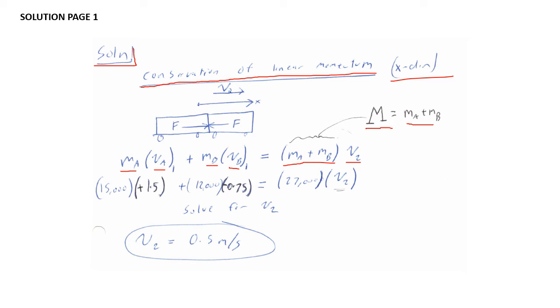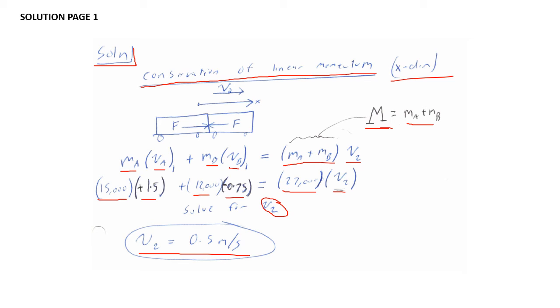So this simplifies the conservation of linear momentum equation, with mA and mB becoming capital M and our velocities becoming the velocity they move together. I can plug in my known values. My mA, now that I've converted to kilograms, is 15,000 kilograms at 1.5 meters per second. Mass B is 12,000 kilograms at negative 0.75 meters per second. This is equal to the two masses added together, 15,000 plus 12,000 is 27,000 kilograms, times our V2. V2 is the only unknown in this equation, so when we solve it out, V2 becomes 0.5 meters per second.